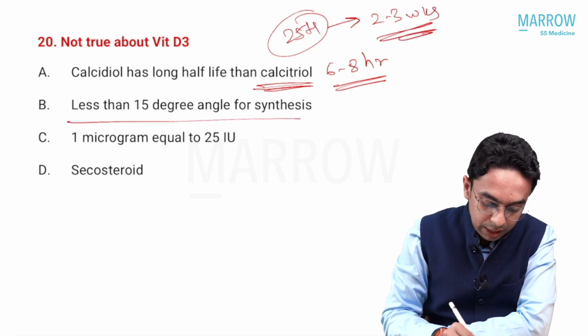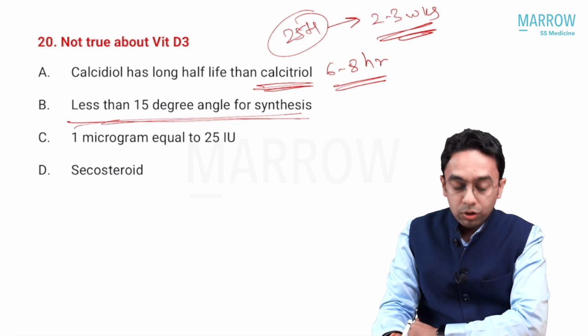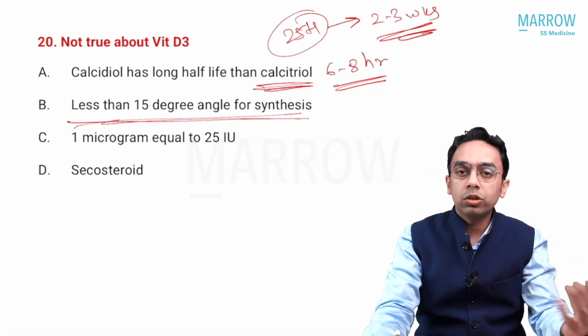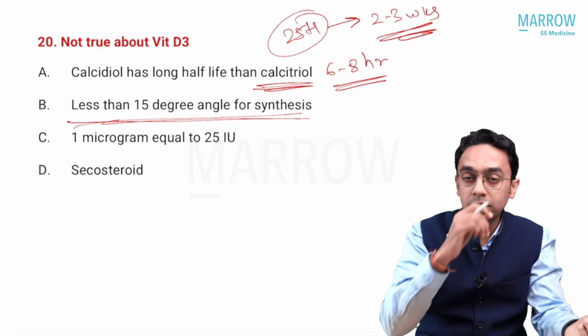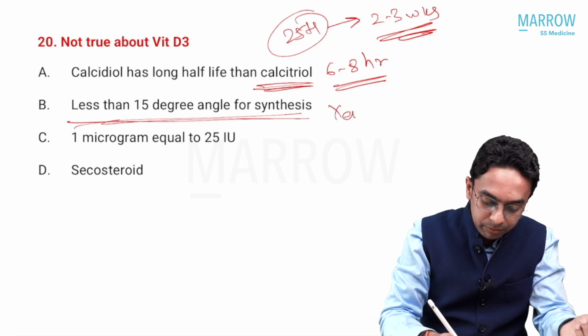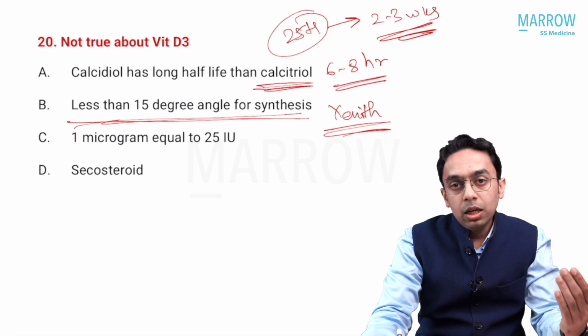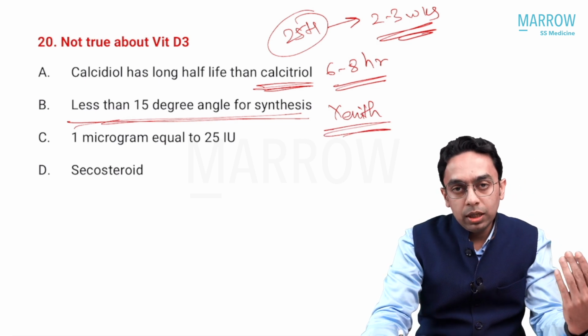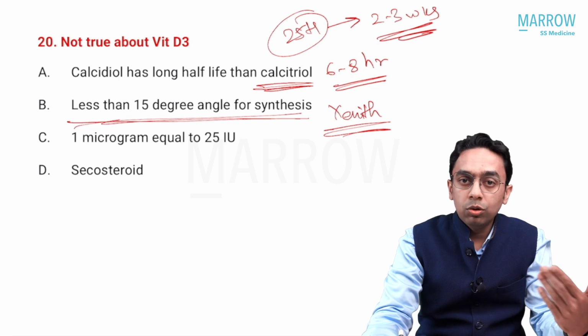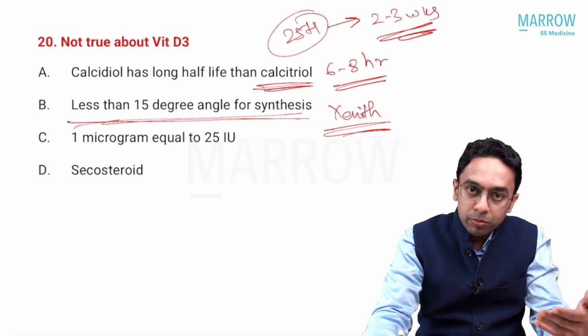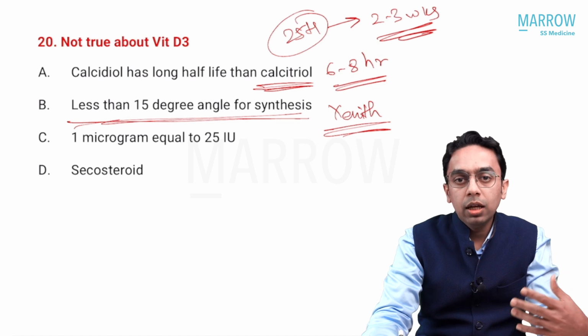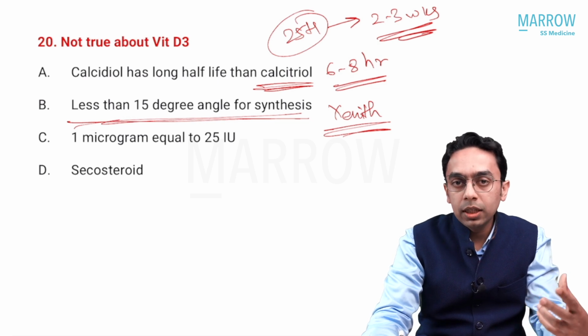And less than 15 degree angle is for synthesis. I have cross-checked this; it was not given in the books directly. Zenith angle. This is basically the UVB. If they are at less than 15 degrees from the ozone layer, they penetrate more through the ozone layer, and thereby it helps in vitamin D synthesis.